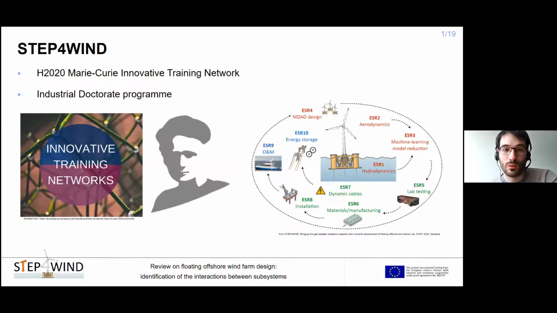So I won't go too much into detail. This is a Horizon 2020 Marie Curie ITN that will train 10 early stage researchers working in many different fields and toward an industrial doctoral degree. And it is also led in cooperation between industry and academia. And myself, I'm ESR number 4, so I'm located up here. And my areas of interest are floating wind farm design, and system engineering and optimization.